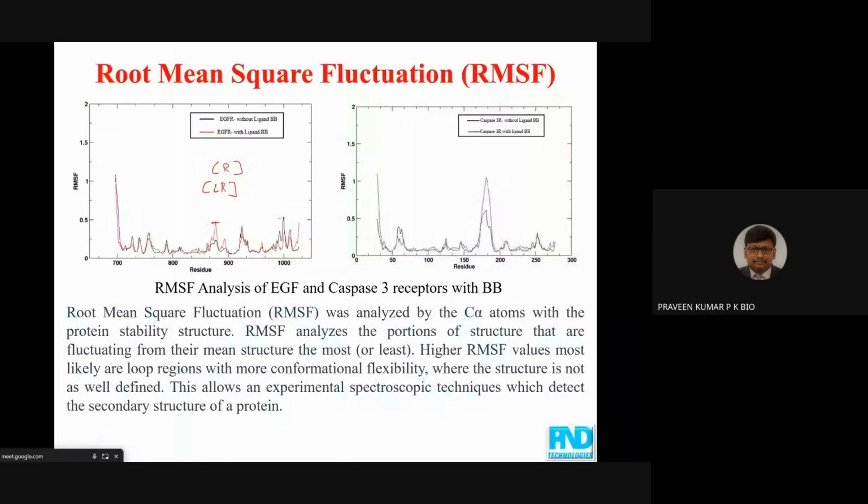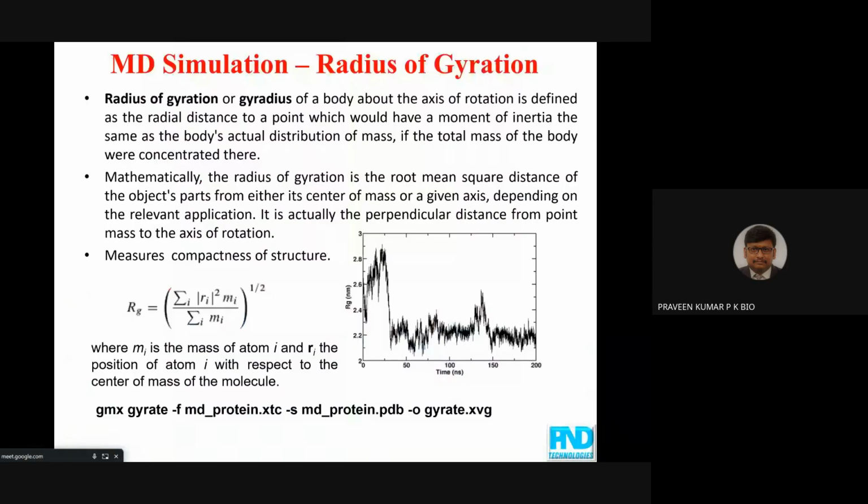And also without ligand, we are getting this around 0.5, but it's not crossing 1. So the ligand is binding stable. Here, in this case, caspase 3 with ligand, you can see it's crossing 1. So this is not stable. Whatever we bind our plant compound with the receptor is not stable. So this is how we conclude.